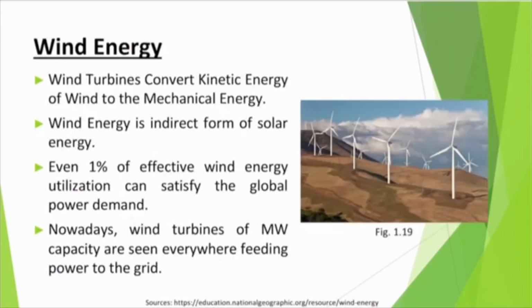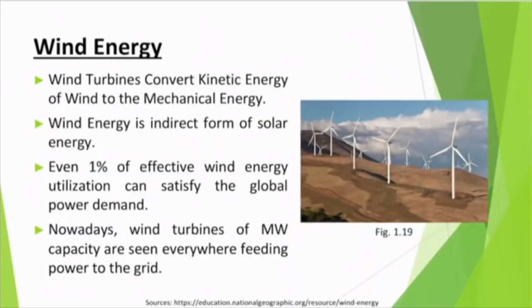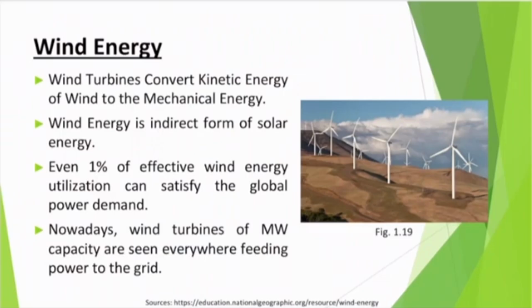Now, similarly, we can also capture one more renewable energy source, that is wind, and try to understand the basic principle based on which wind energy is generated. Wind turbines convert the kinetic energy of wind to mechanical energy. The turbines rotate because of wind flow, through which electric energy is produced. So, there is a machine; the nature of the machine we will talk about in due course of time. Wind energy is an indirect form of solar energy. Here, nature rotates the wind turbines, and then you get electricity.